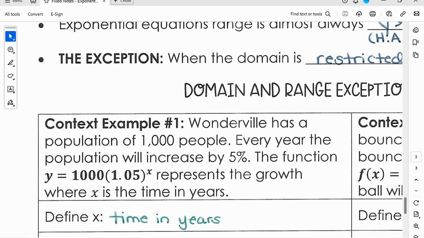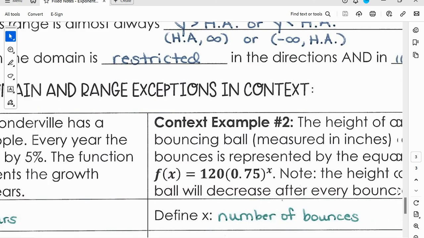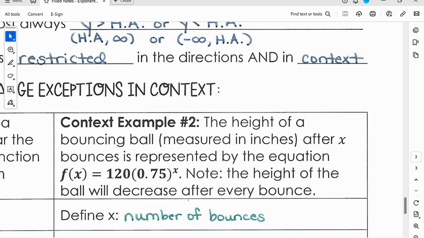Let's look at context example number 2. Reading it, the height of a bouncing ball measured in inches after x bounces is represented by the equation f of x equals 120 times the quantity of 0.75 raised to the power of x. Note that the height of the ball will decrease after every bounce.